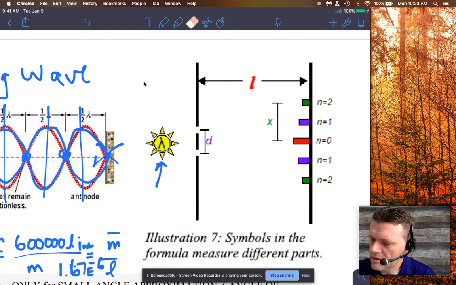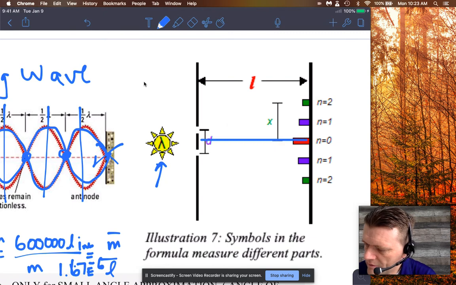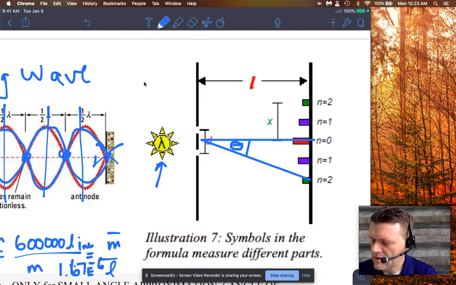We basically measure that angle. We take it from right in the middle of the slits. If I was going to analyze the angle to where n is equal to 2, there would be light traveling in that direction, and we look at this angle right there, theta, as the angle of diffraction.